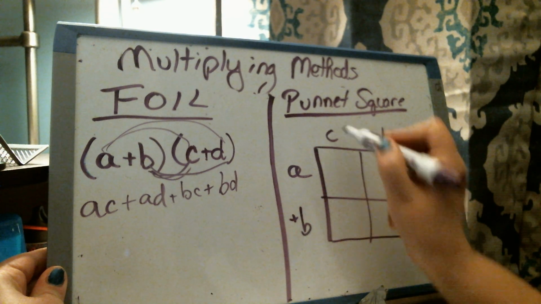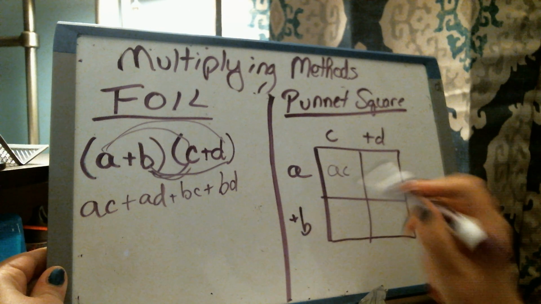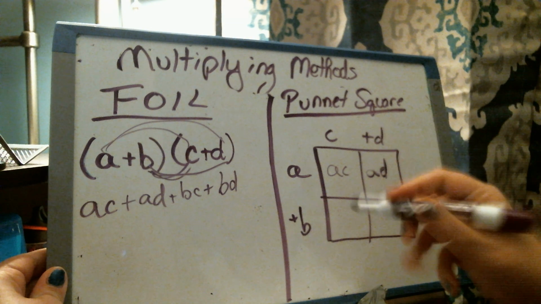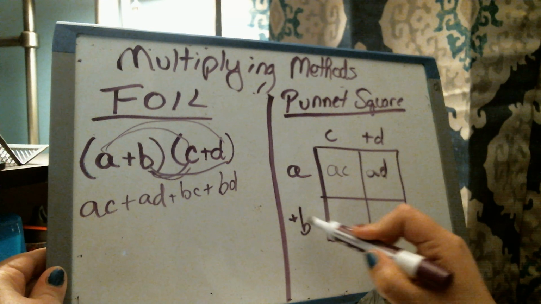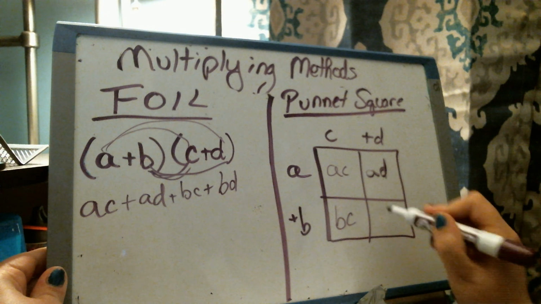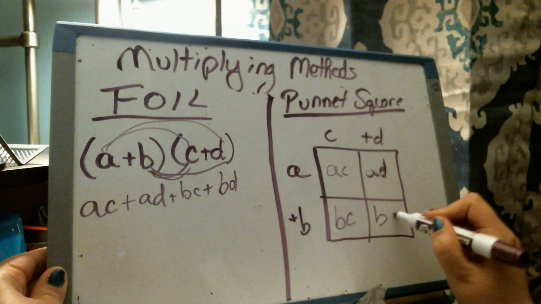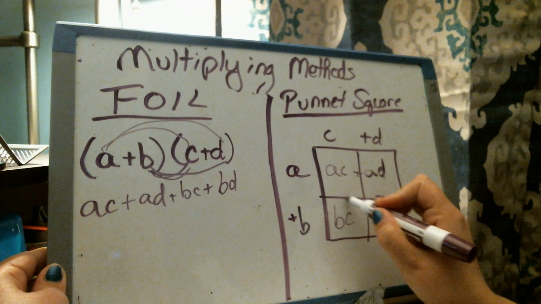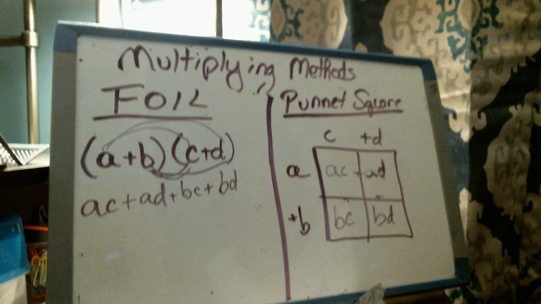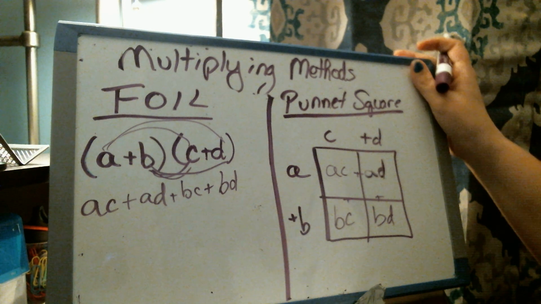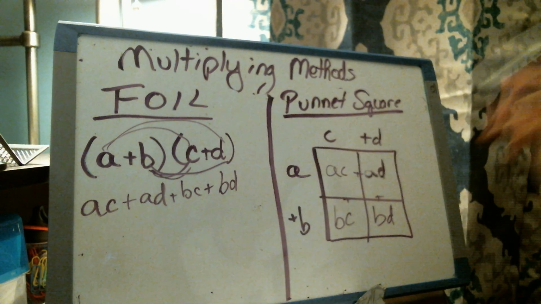So here we would multiply A and C, which is AC, and here we would multiply A and D, which is AD, and this is positive, right? So it's all good. And this over here is a positive B times a C, so BC, and last one, positive B, positive D is BD. And so then we would just add up all of these terms. So that's pretty much the idea. Now let's do some actual examples, and I will show you one in each method here.